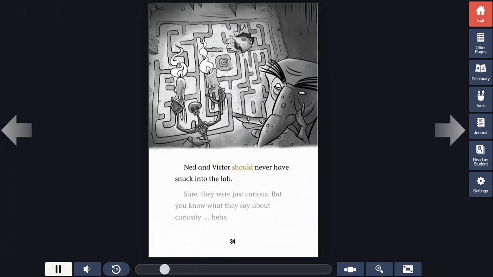Ned and Victor should never have snuck into the lab. Sure, they were just curious. But you know what they say about curiosity.